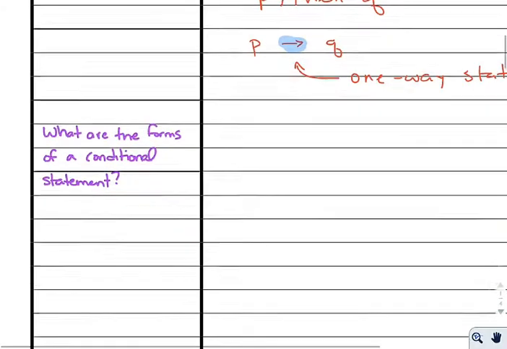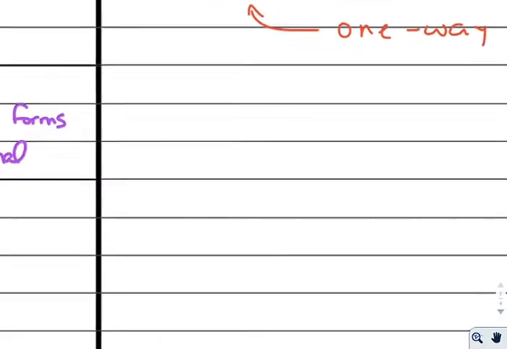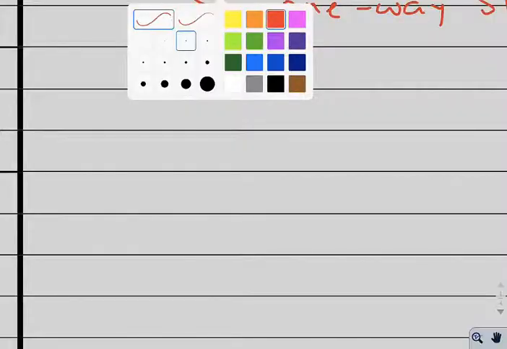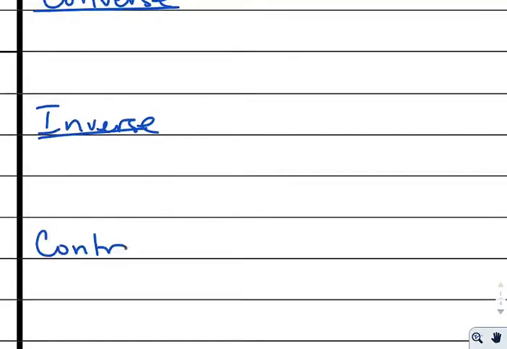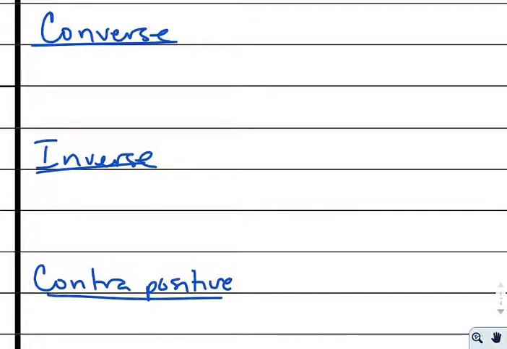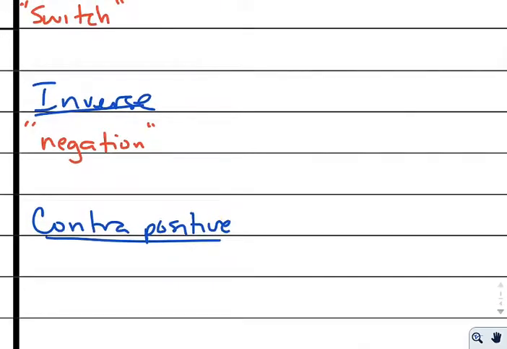In terms of the forms of conditional statements, you should have these in your notes, but I'll run through them really quick just in case you don't. There are actually 4 different forms that we'll talk about this year, three of them right now. We have something called the converse, something called the inverse, and something called the contrapositive. The best way to think about a converse is just a switch. An inverse is a negation, and a contrapositive is a switch and a negation.